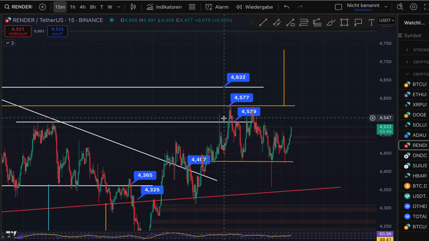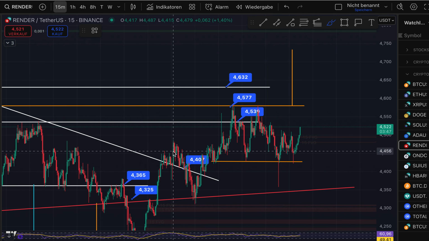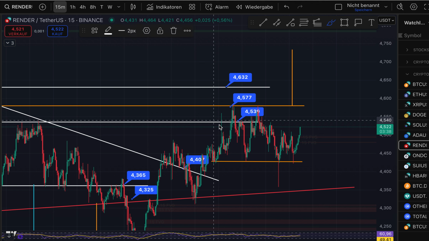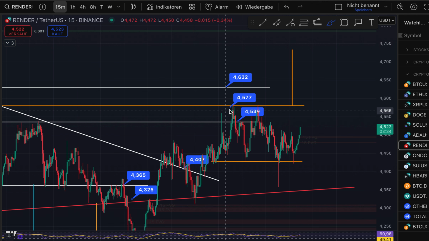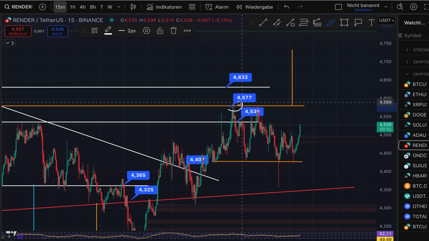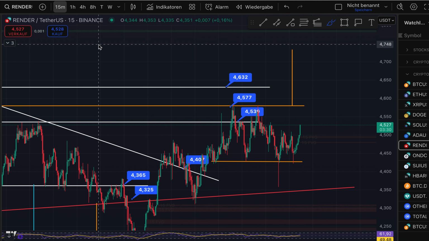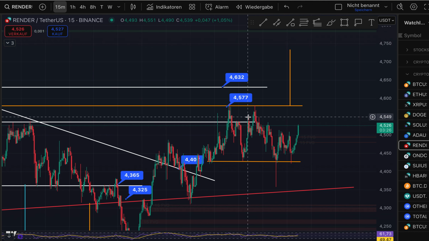So what about Render? In yesterday's video we said, okay, Render looks good and we can get into 3 take profit areas where we have resistance. The first one was here at $4.53 and the other one was here at $4.57. So we went into those areas, so I can take out at least the price mark here.